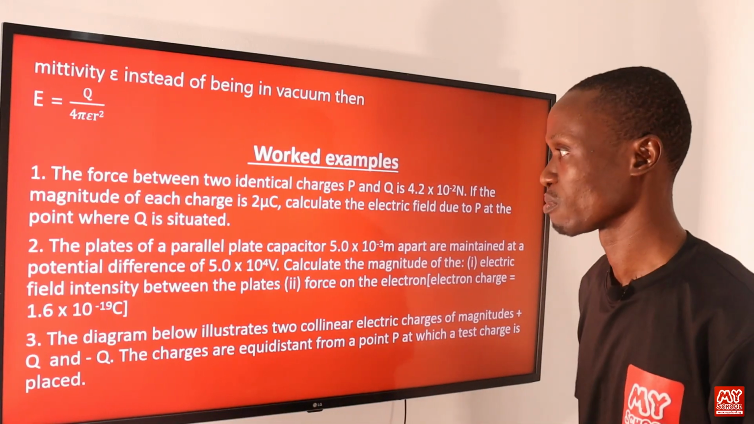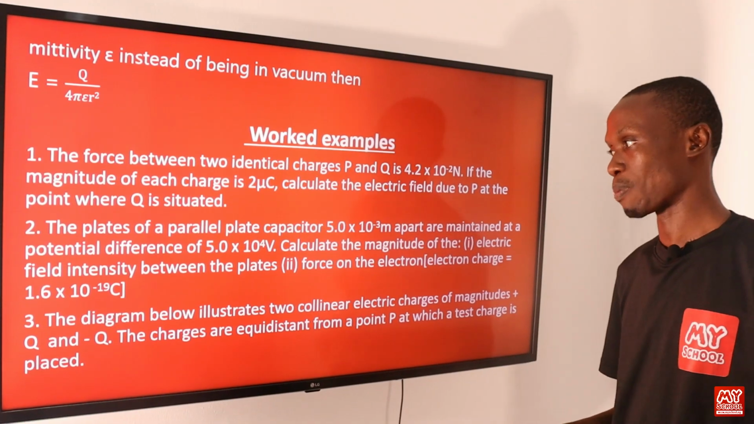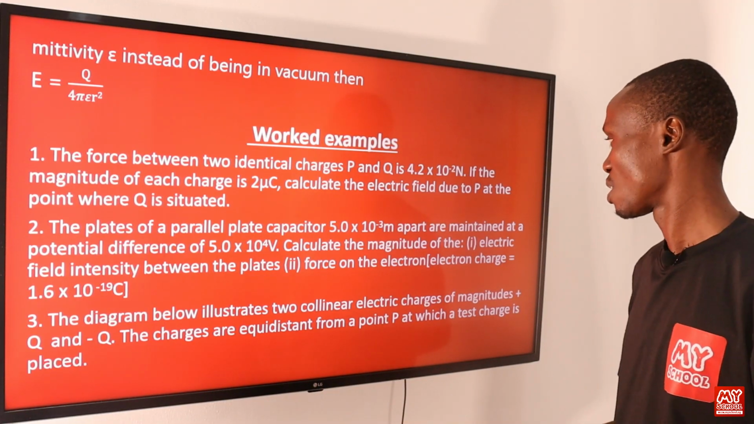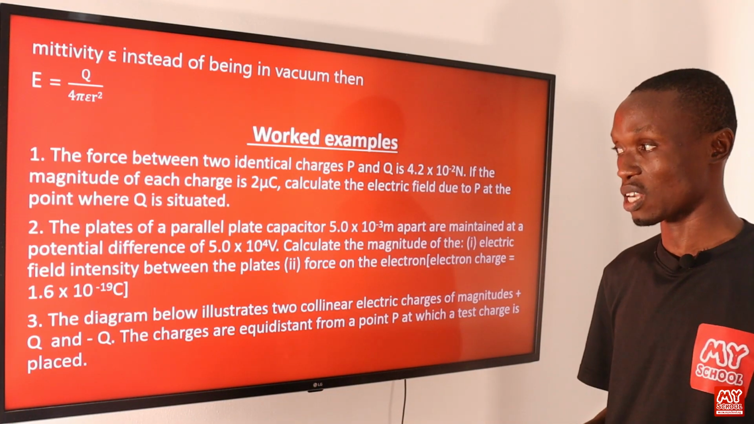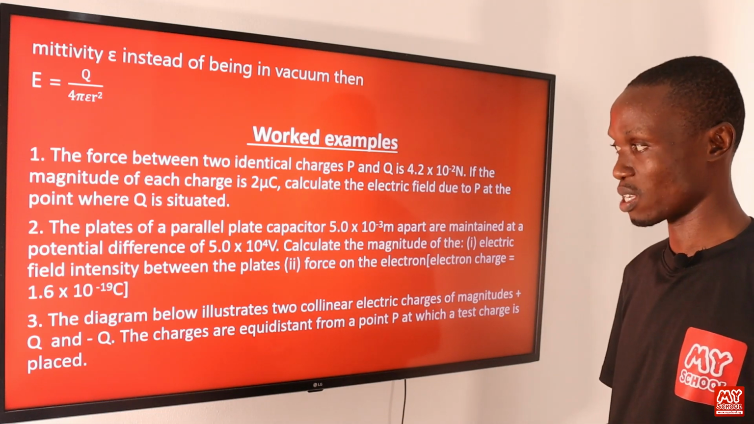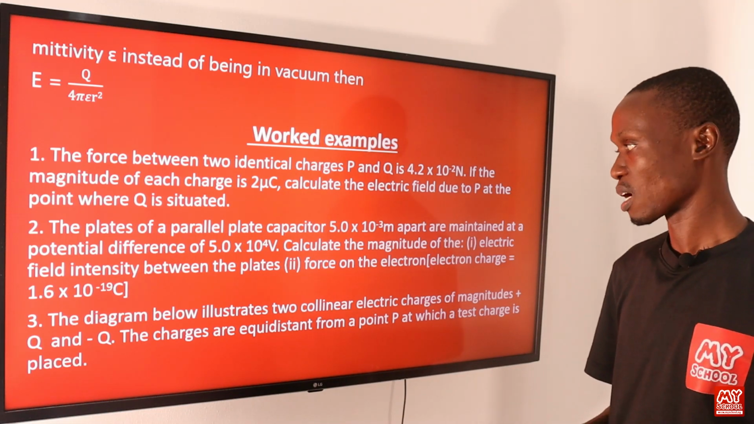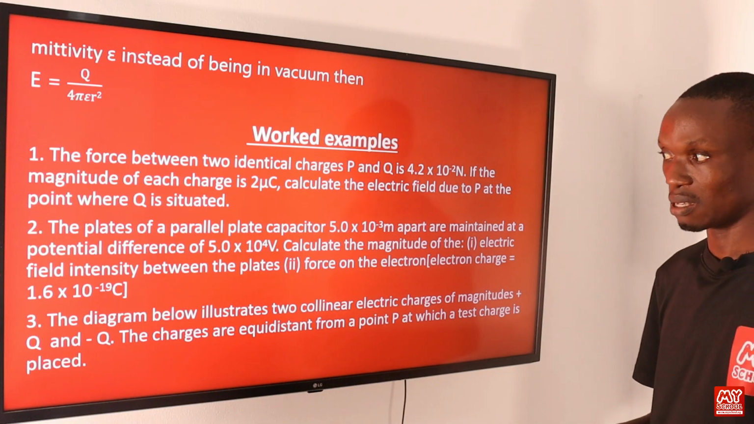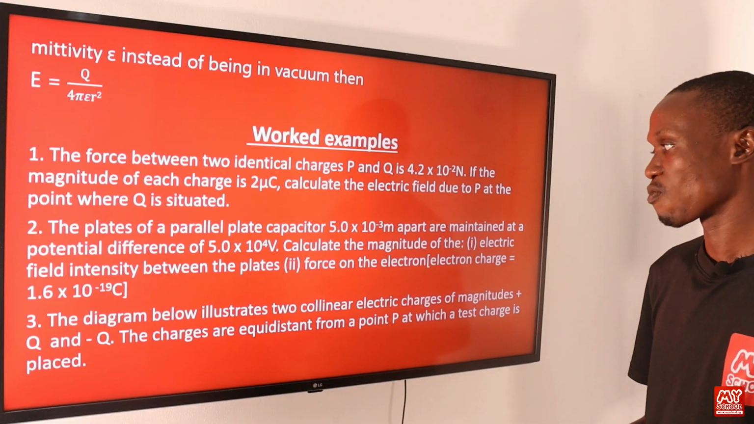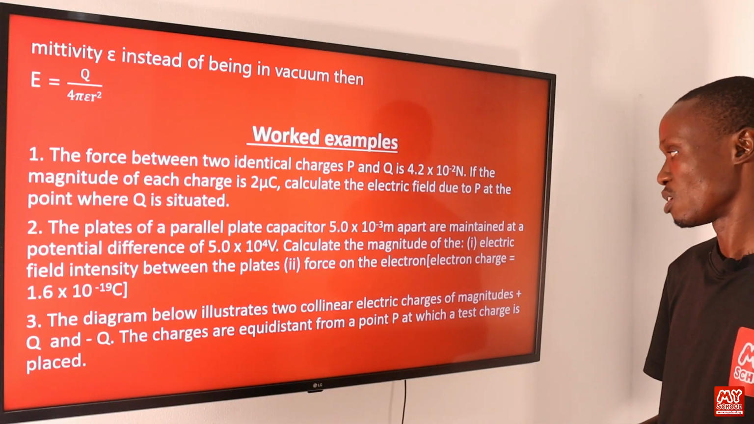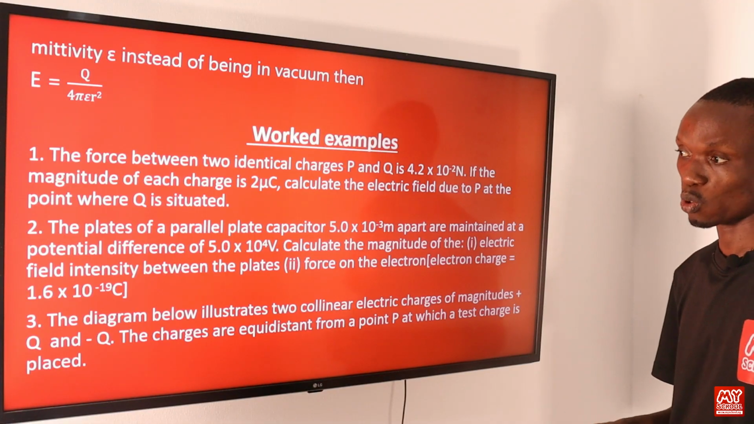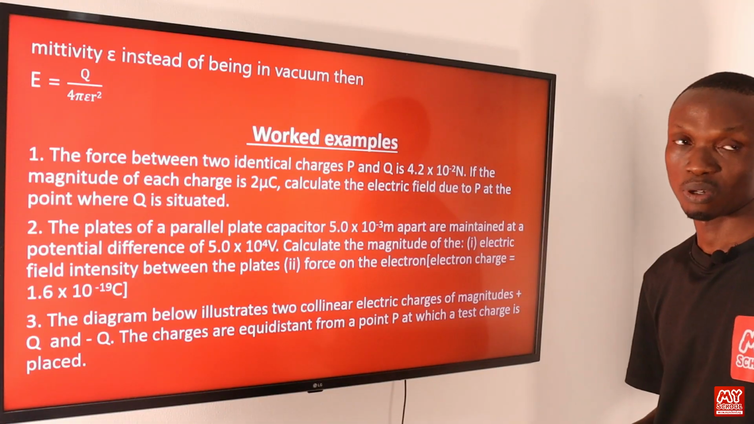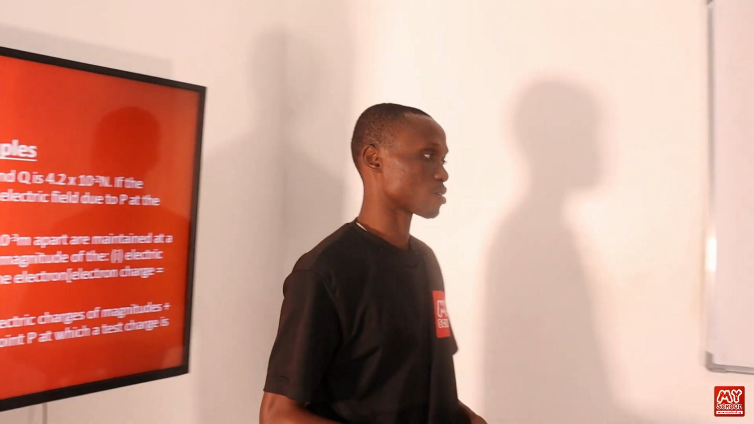So example 2. The plates of a parallel plate capacitor 5.0 times 10 raised to power minus 3 meters apart are maintained at a potential difference of 5.0 times 10 raised to power 4 volts. Calculate the magnitude of the (I) electric field intensity between the plates, (II) force on the electron. So we are told that the electron charge is equals to 1.6 times 10 raised to power minus 19 Coulomb. And let's move over to the board to provide answer to this question.